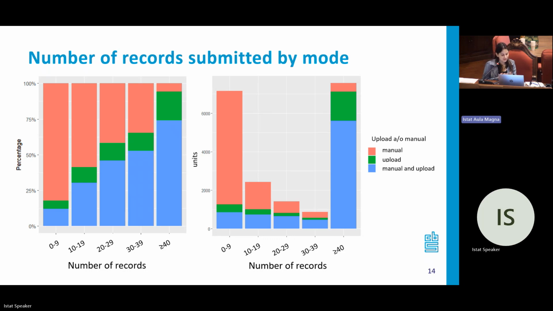On the left-hand side, you see how the businesses are reporting in IDAP. And you see that when they only have up to 9 rows of data, most people will do that by hand, which is indicated by this orange reddish color. And what we're really happy to see is that if they have more data to apply, they move towards the upload system. So that's a good sign.